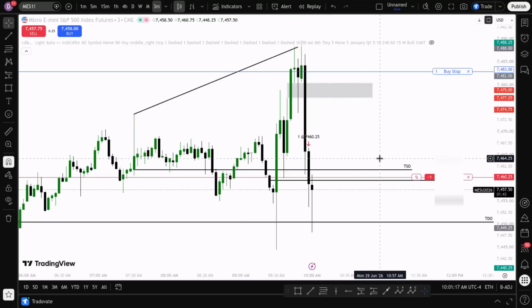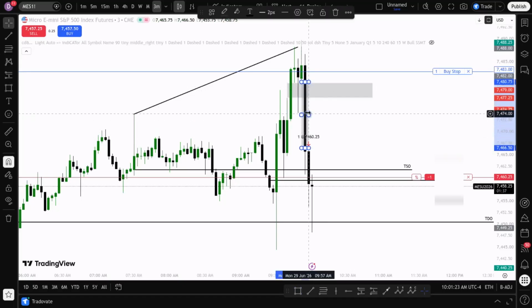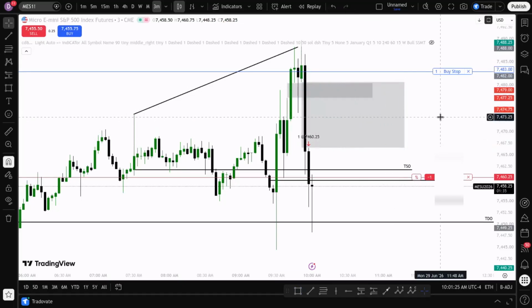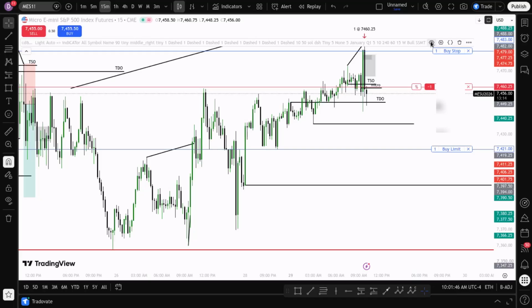So you can see my entry is not the best. That's something I'm still working on, but I'm trying to show you the analysis and how we came to the conclusion to sell. So right now we do have a 3-minute fair value gap. It's also a 5-minute fair value gap as well.